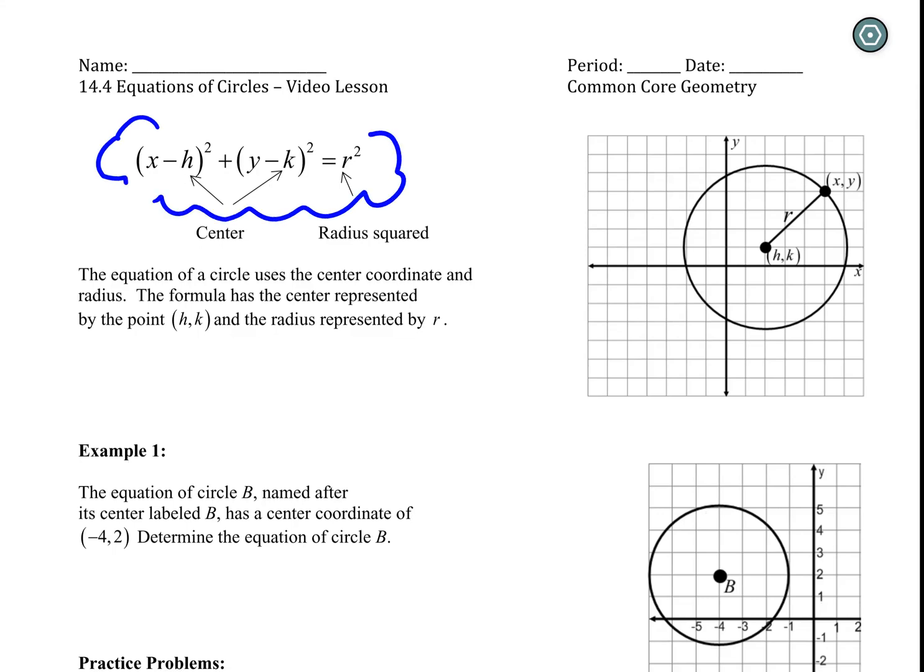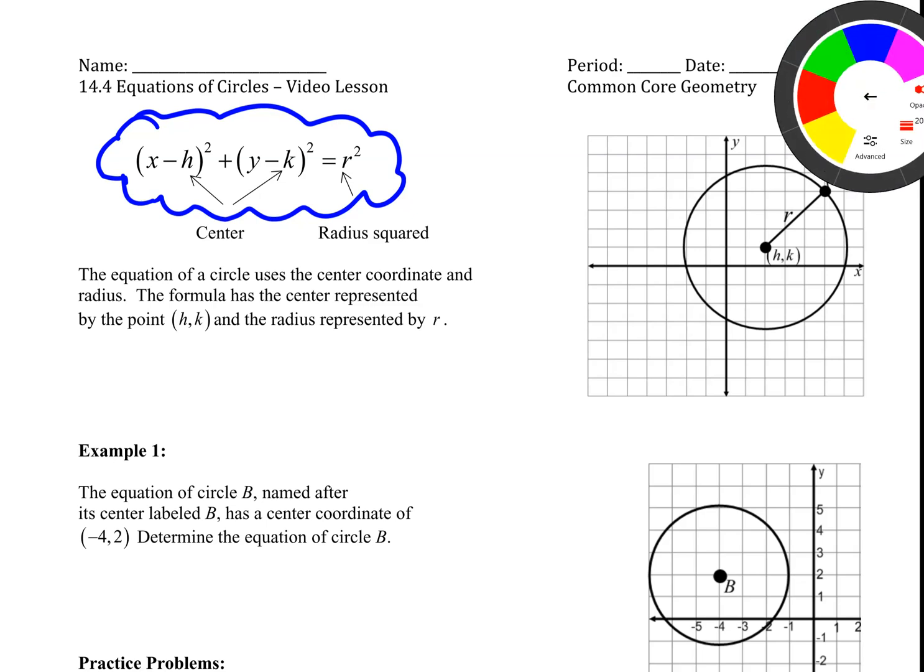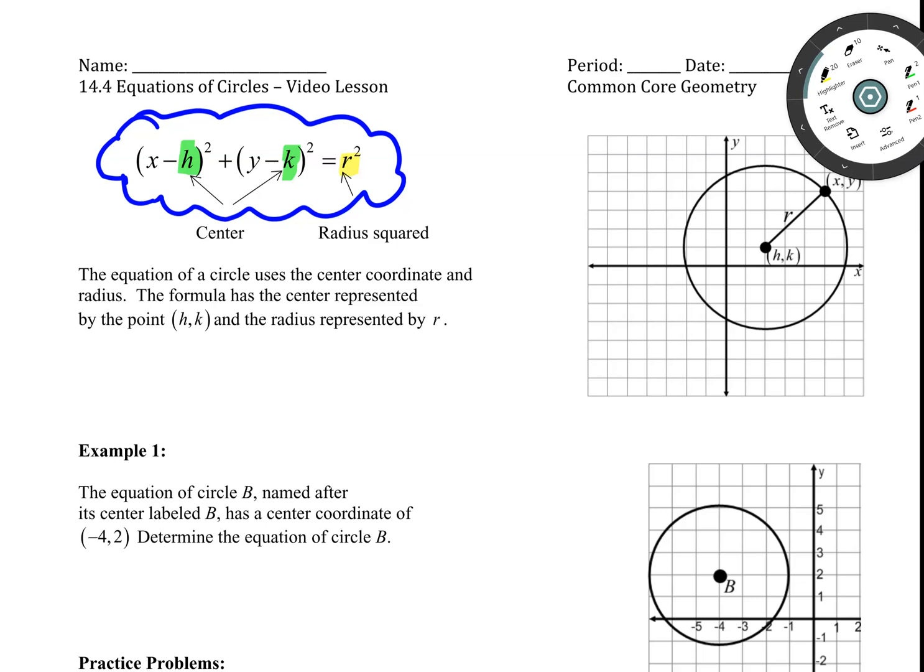All right, here's your equation of the circle formula. It's important to be able to identify and know that the h here and the k will ultimately represent the center of your circle. You have to be careful with how you extract that, but that's what comes out of it. And then last but not least, the r term is the radius of your circle, and in the formula, that's squared.